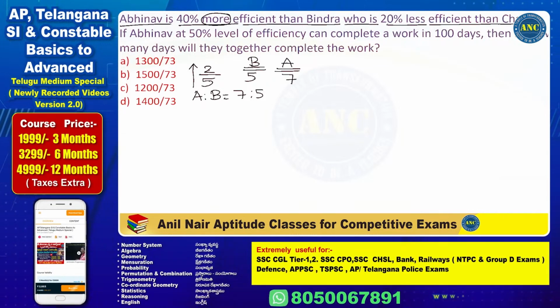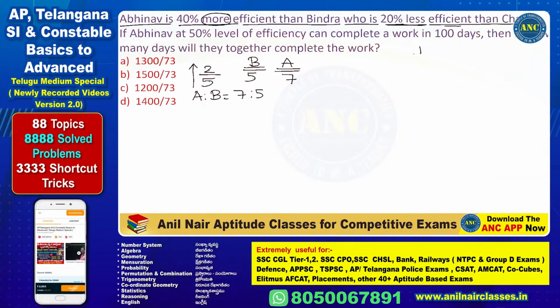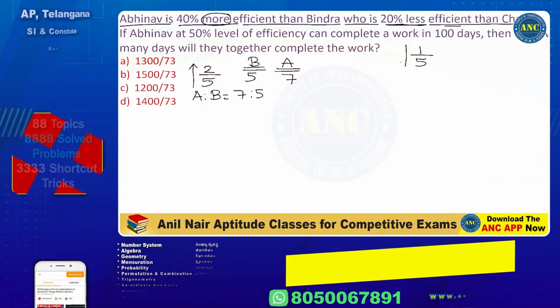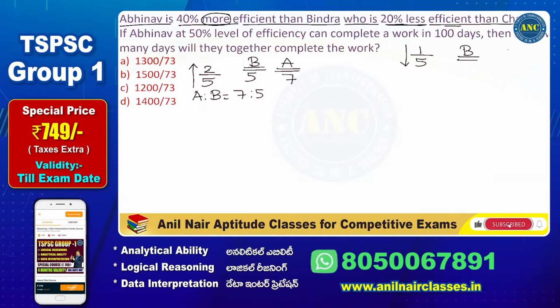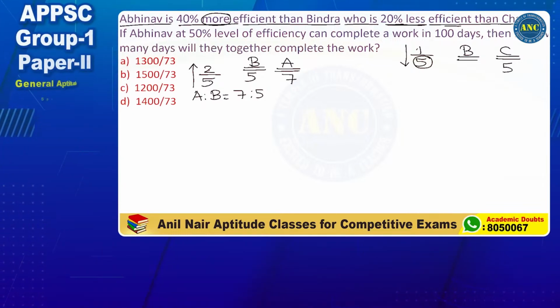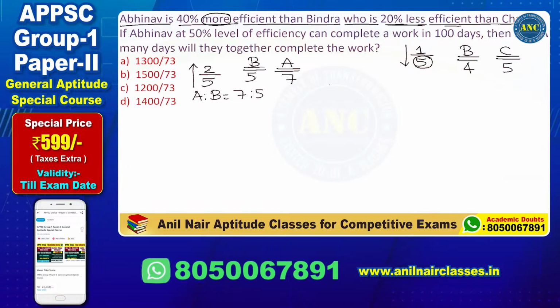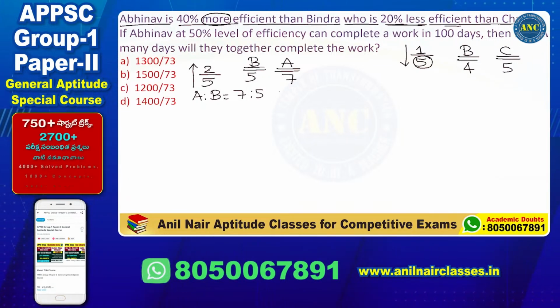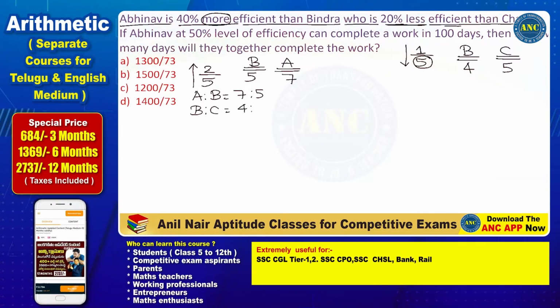Next, Bindra is 20% less efficient than Charlie. 20% is nothing but 1 by 5, less is nothing but decrease. That means if there are 2 people now, Bindra and Charlie, Bindra is less efficient than Charlie. If Charlie is distributing 5 chocolates in a day, Bindra will distribute 1 less than 5. Bindra will distribute 4 chocolates in a day, right? So that means A is to B is 7 is to 5, B is to C is 4 is to 5.